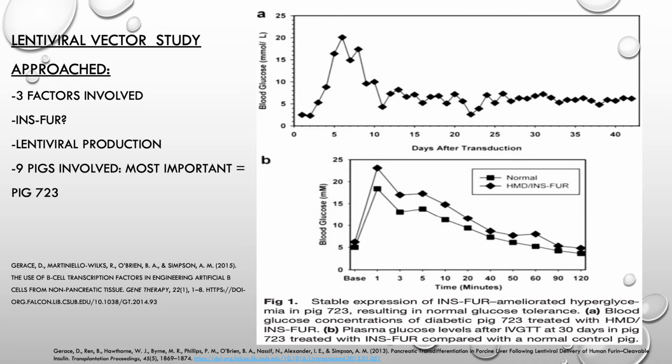There were 3 important things that they wanted to involve in a stepwise fashion, which, for example, included normal blood glucose levels for a period of time. The second one was, once normal blood glucose levels were achieved, the next process was having a certain amount of lentiviral vector that had the INS FUR, which would stand for furin cleavable human insulin. We talked about that, which was part of the lentiviral segment. And then an intravenous glucose tolerance test that had to be achieved within 30 days.